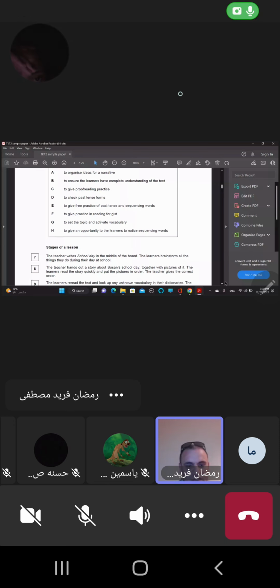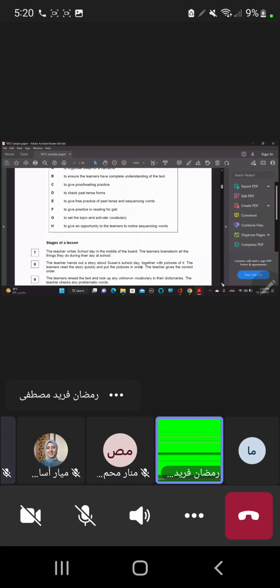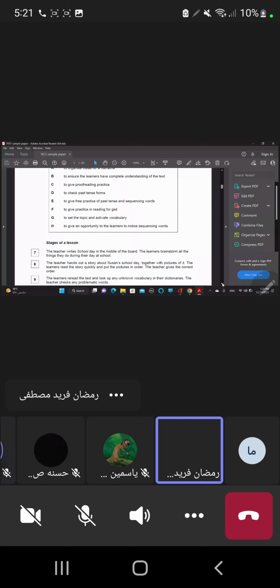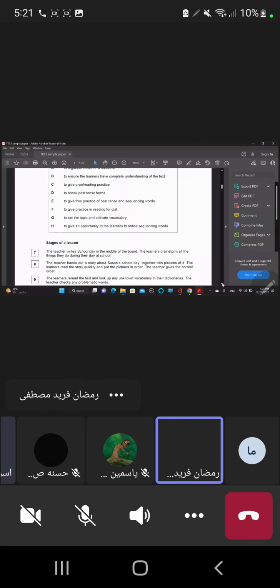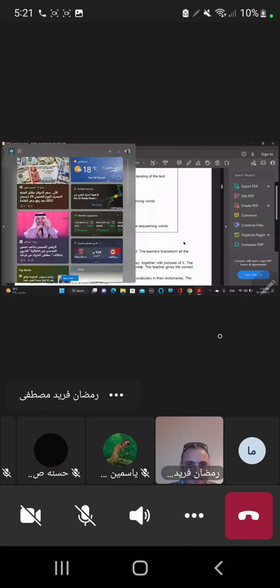Excuse me, doctor. Sorry, could you repeat the meaning of reading for gist again, please? What is reading for gist? Can anybody explain what reading for gist is? Reading in order to get the main idea of the text or the story. Yes, thank you very much. Reading in order to understand the main idea.